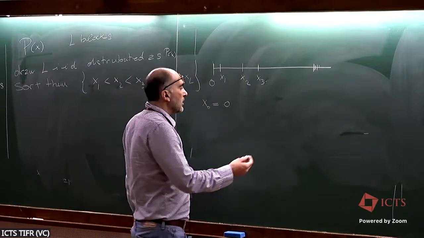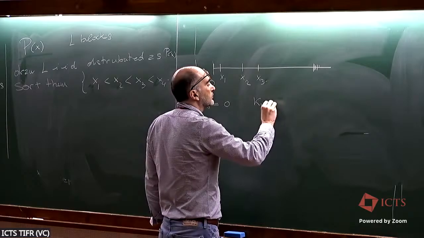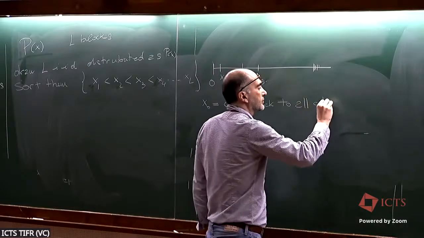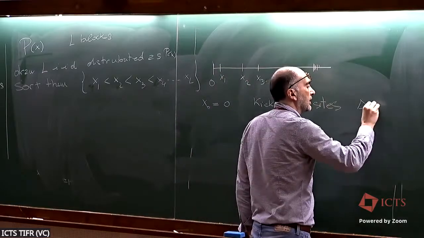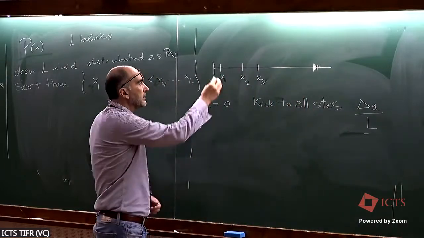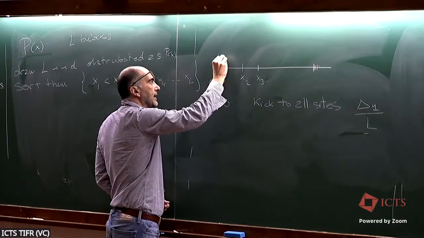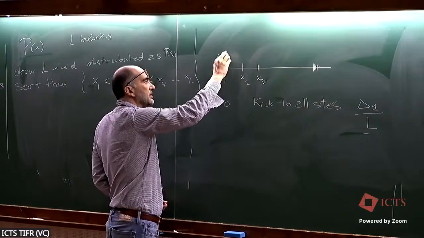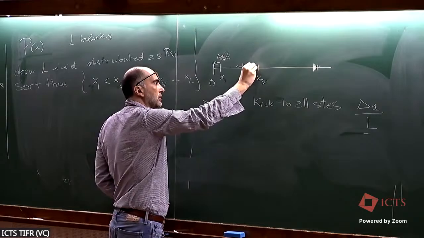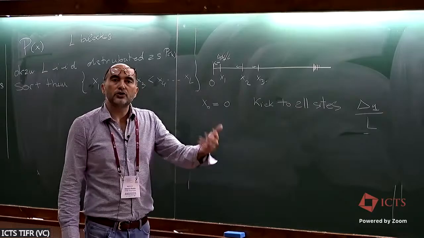So this site will be stabilized. And so it will provide a kick to all sites, which is a random number that I call delta 1 divided by L. So everybody will be pushed by delta 1 divided by L. It's always the same thing. Everybody will be pushed like this. And now the big question is: is the avalanche going on?